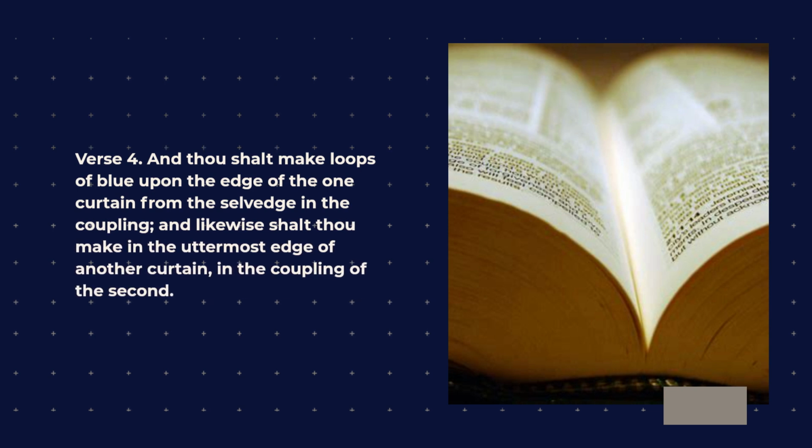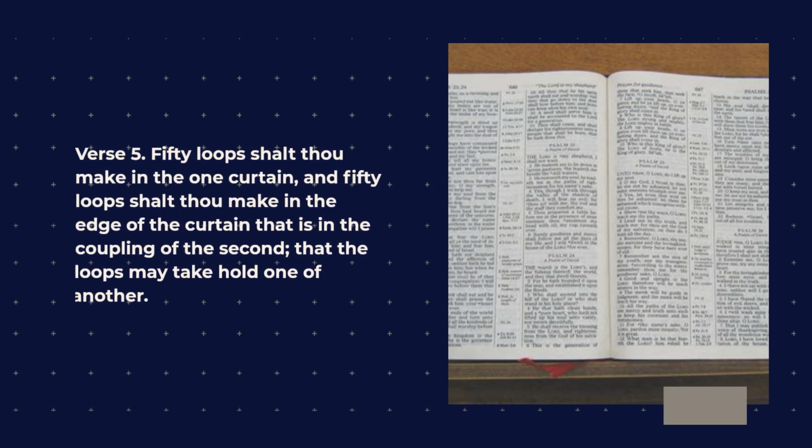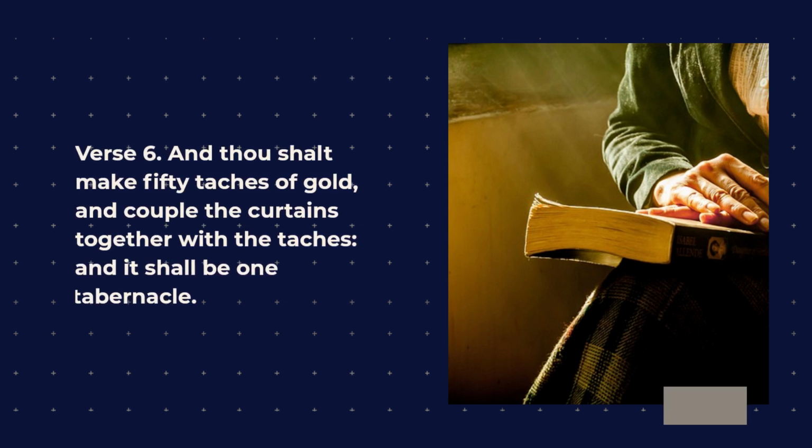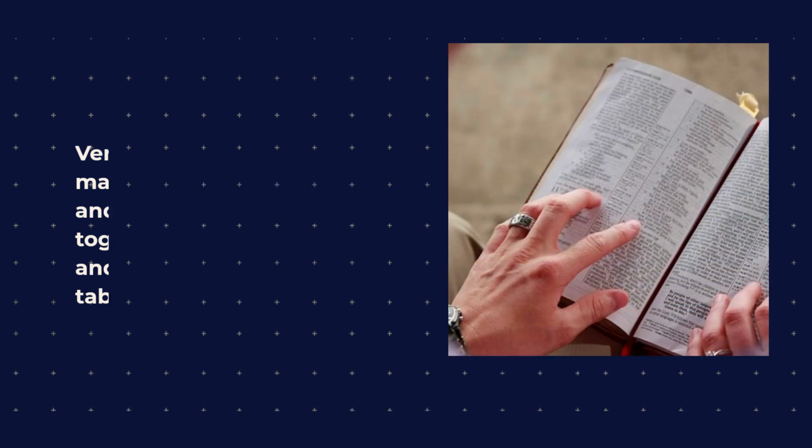selvage in the coupling, and likewise shalt thou make in the uttermost edge of another curtain, in the coupling of the second. Verse 5. 50 loops shalt thou make in the one curtain, and 50 loops shalt thou make in the edge of the curtain that is in the coupling of the second, that the loops may take hold one of another. Verse 6. And thou shalt make 50 taches of gold, and couple the curtains together with the taches, and it shall be one tabernacle.